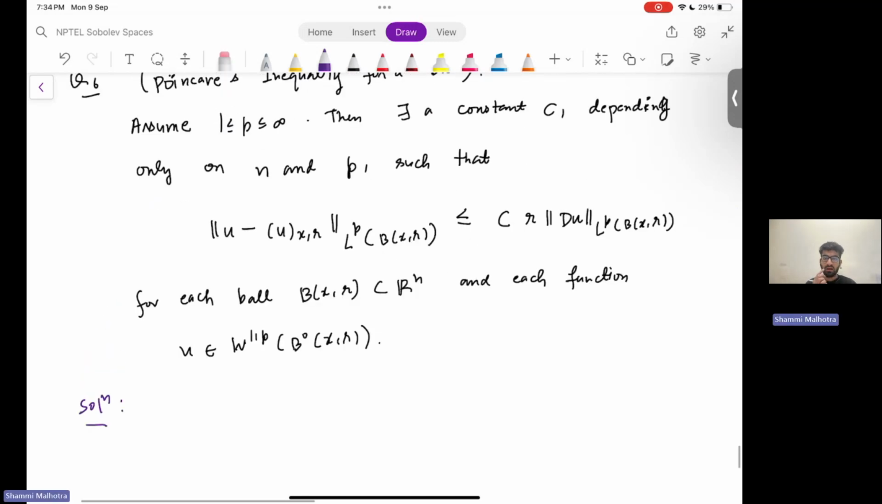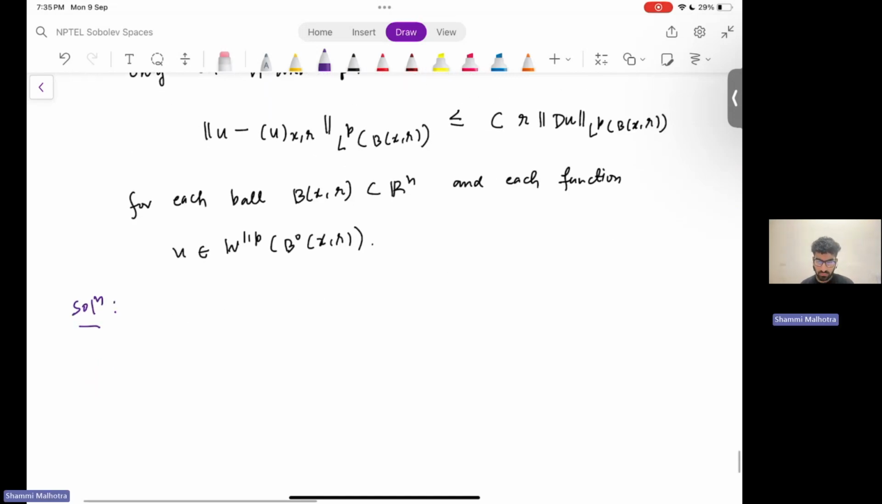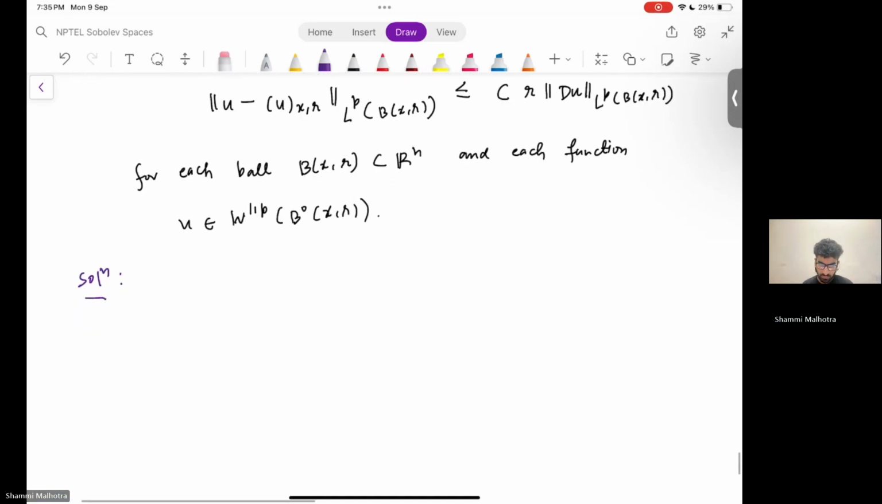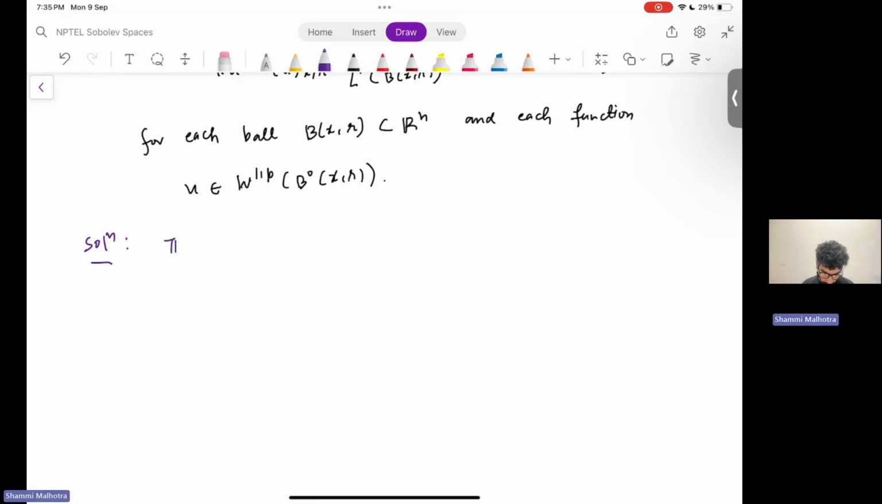So we have an extra r on the right hand side, and that helps give a better estimate when my ball has a small size. So these are sometimes helpful when we are estimating some inequalities. So, how to prove the case?